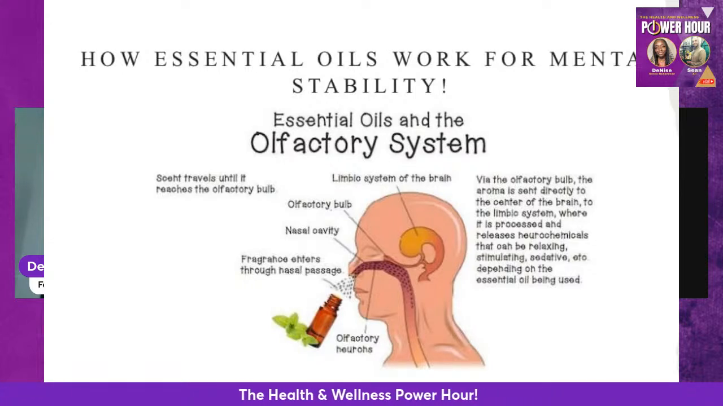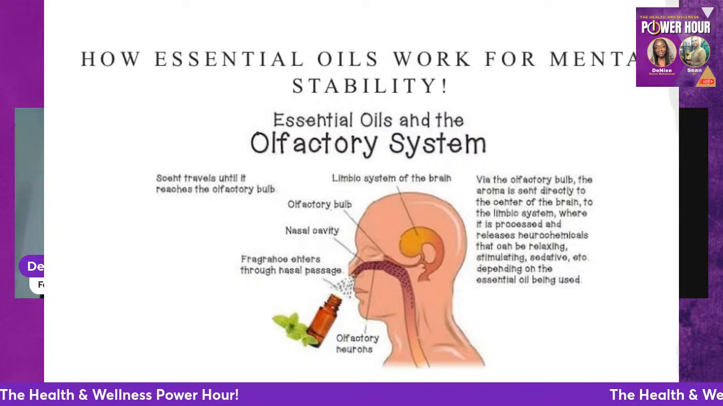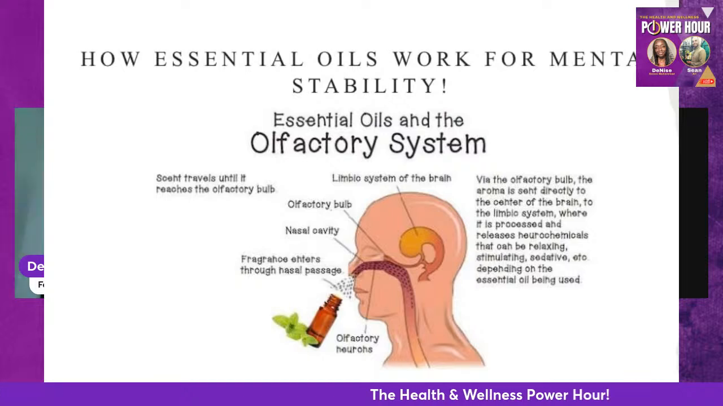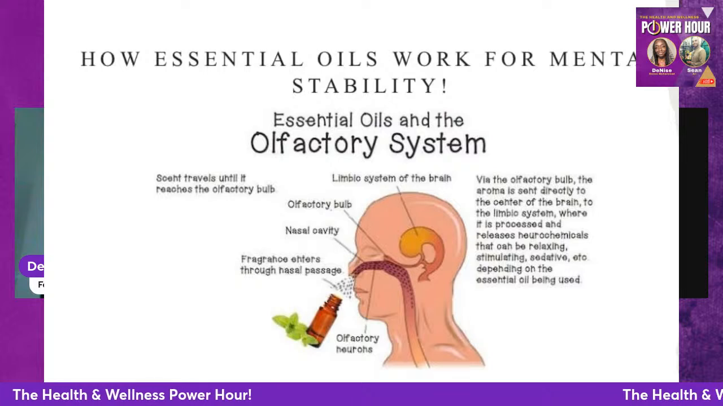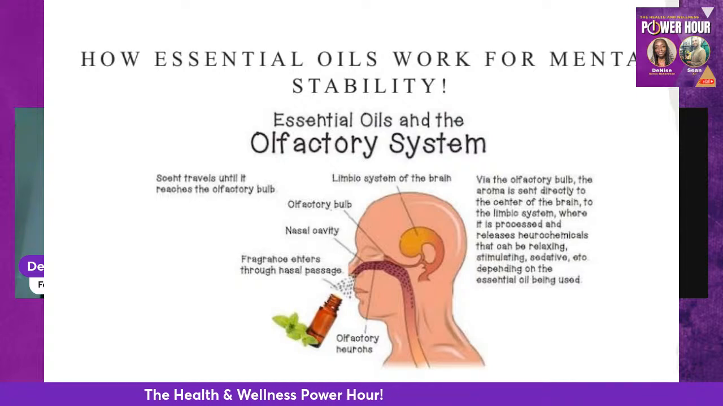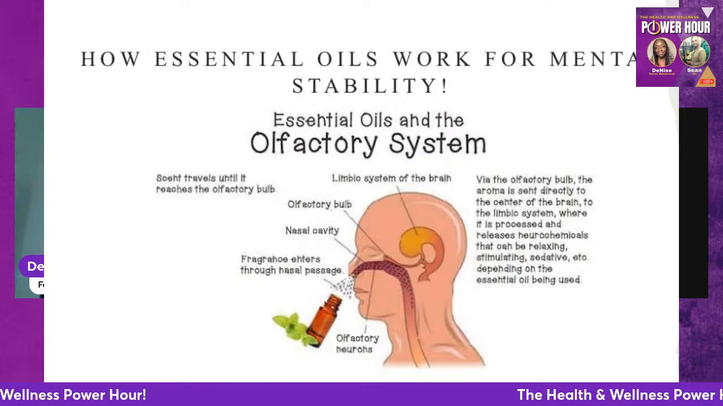Your sense of smell is the only sense that's linked directly to your brain. So when you inhale those essential oils, it's gonna go directly there. And again, it's gonna be relaxing, calming, or stimulating, depending on what it is you need. That's how you get that mental clarity, just by inhaling those essential oils.